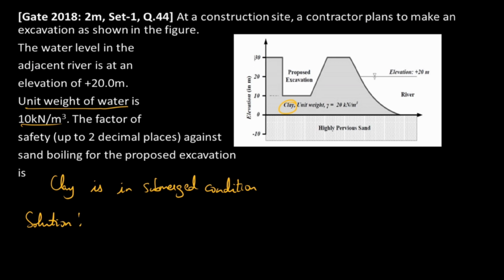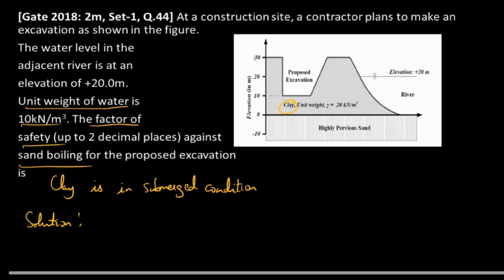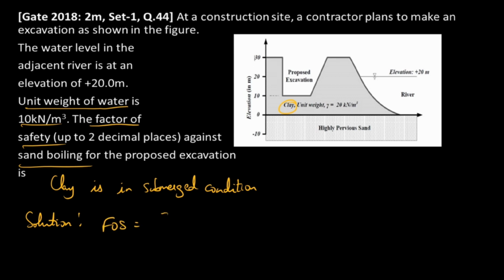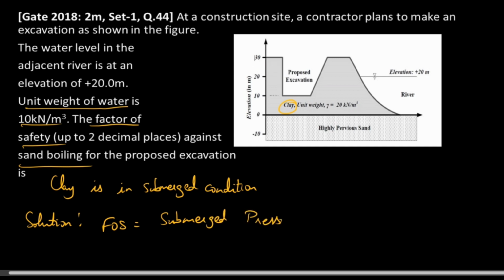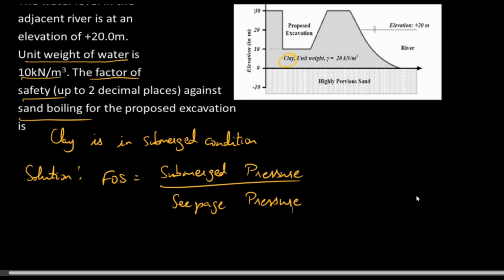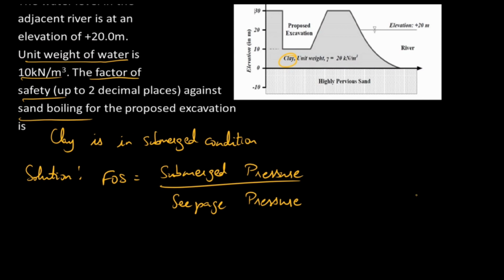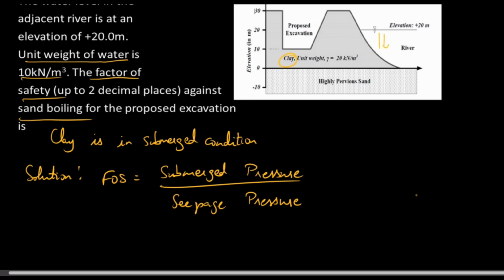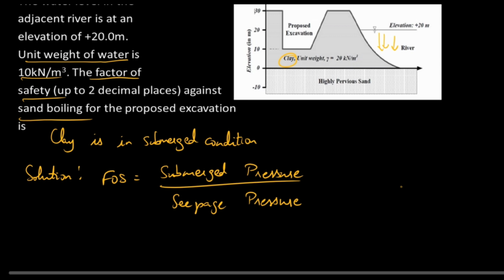Solution. They have asked us to find out the factor of safety against sand boiling. So factor of safety will be equal to submerged pressure divided by seepage pressure, because here water is flowing in the soil. So the pressure acting in the clay will be submerged pressure, and the pressure given by the water will be seepage pressure.